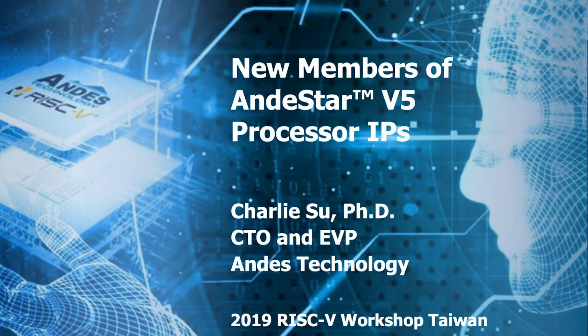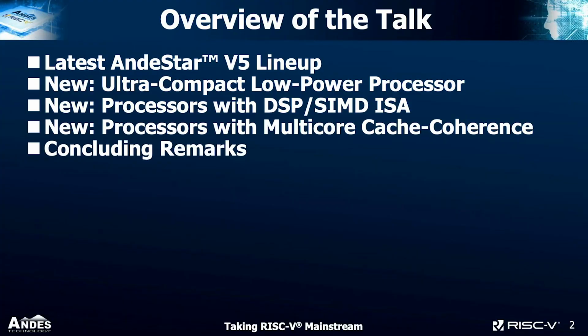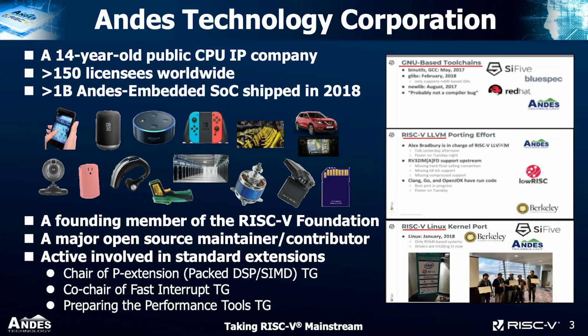So in this talk, I'm going to give a quick overview of the latest lineup as a whole. And there's a couple new things I'm going to introduce. The first one is the ultra-compact low-power processor, the 22 series, talked about earlier. And also, since we are pushing for the P-extension, DSP, SIMD ISA, we're going to talk about a processor that implements that. And also, we're going to talk about the processor supporting multi-core cache coherency. So this is just for completeness of the presentation.